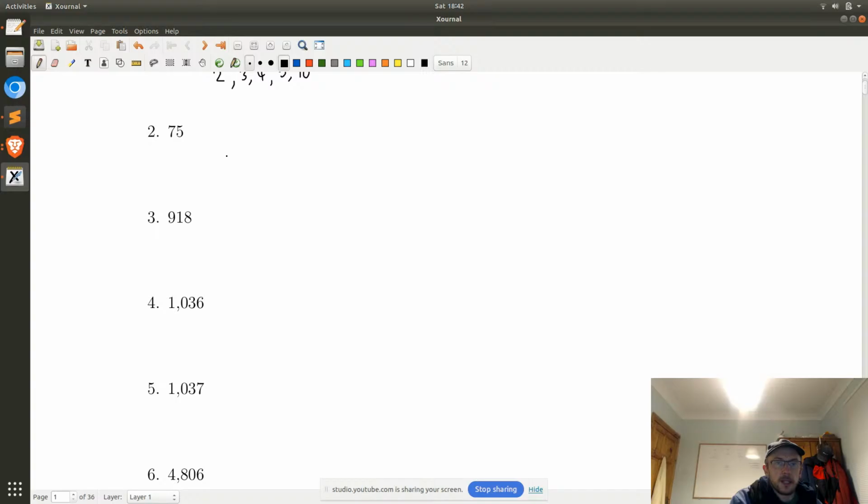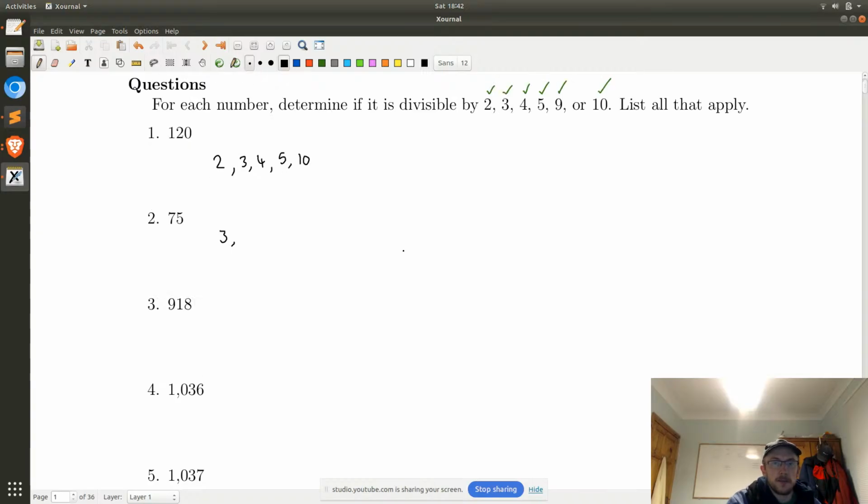For 75, this is indeed divisible by 3, as the digits sum to 12, which is on the 3 times table. And it's divisible by 5, as it ends in 5. But not by 9, as its digits sum to 12, which is not on the 9 times table. And, of course, not by 10.